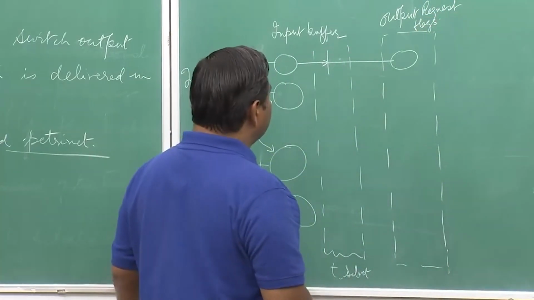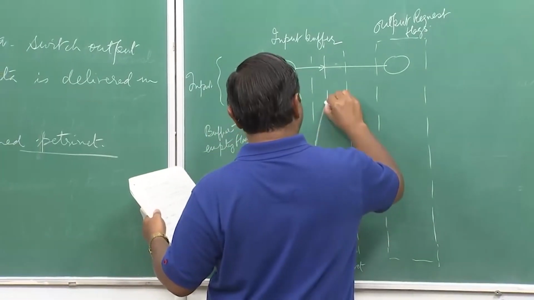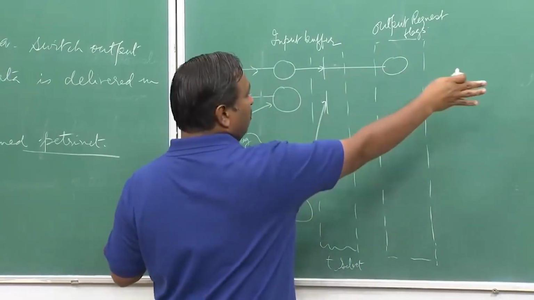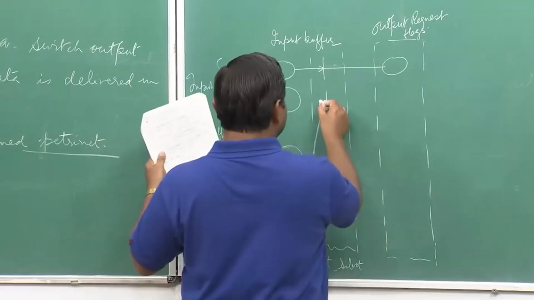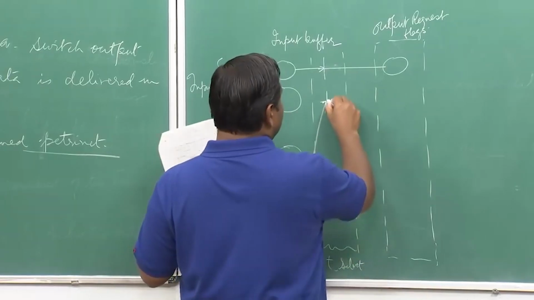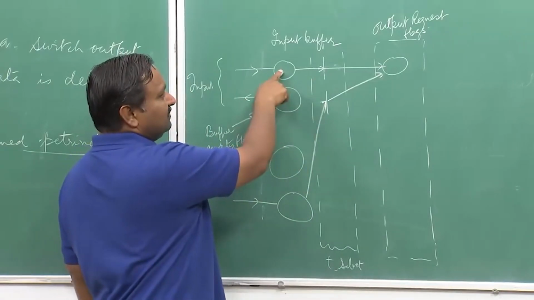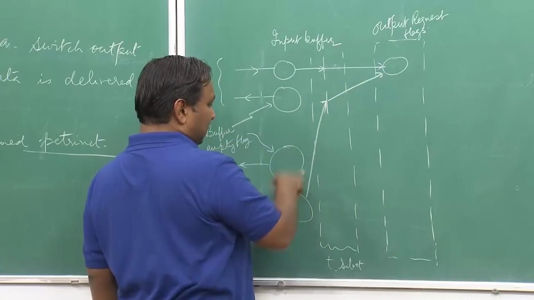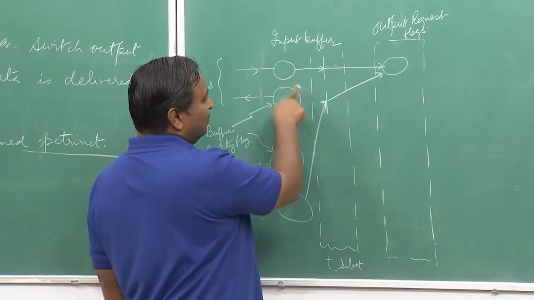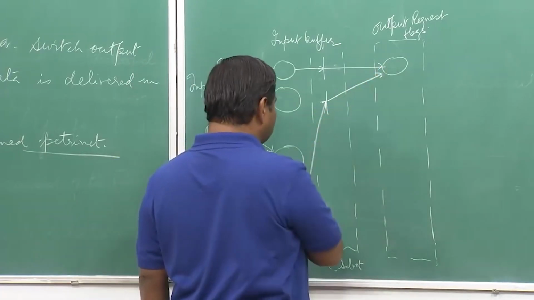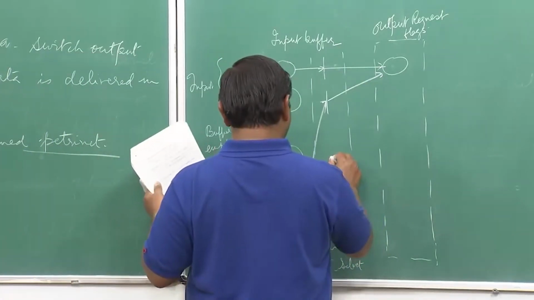If there are two packets trying to contend for the same outgoing port, there is outgoing port 1 and outgoing port 2, then they will contend and one of them will be selected within time t select. If this one is selected, then this will be emptied and this will be occupied, and this will remain as it is so that it can be transmitted in the next time slot. If this is selected, this will be triggered and this will get occupied, this will be emptied, and this remains as it is.